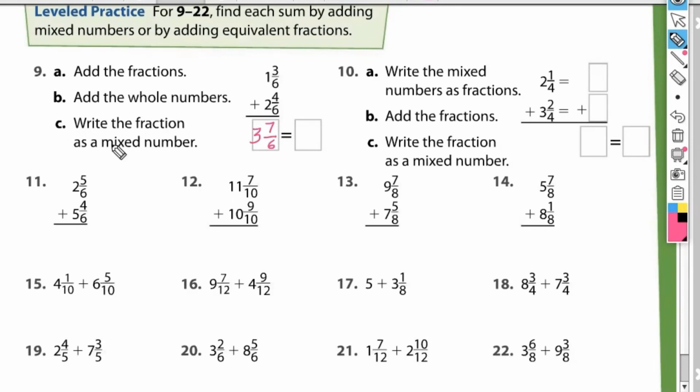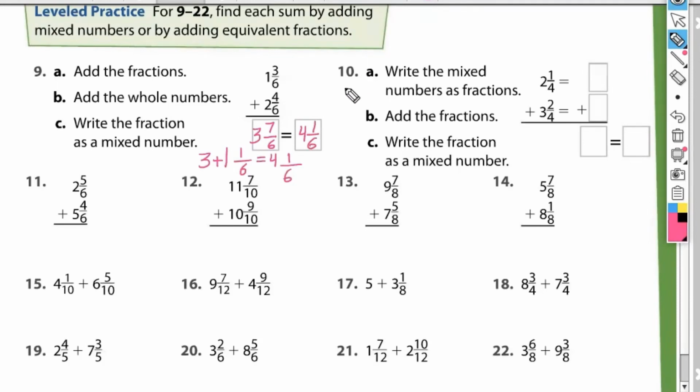C, write the fraction as a mixed number. Here we have improper fraction as we said before. So I will convert it into a mixed number. Put 3 plus. We have here the fraction part 7 out of 6. I can write it as a mixed number. I will put 6 as it is. And how many 6 in 7? 7 has only one 6. And how many are left? 1. Now I can add 3 plus 1 equals 4 and 1 out of 6 as it is. So the sum will be 4 and 1 out of 6.